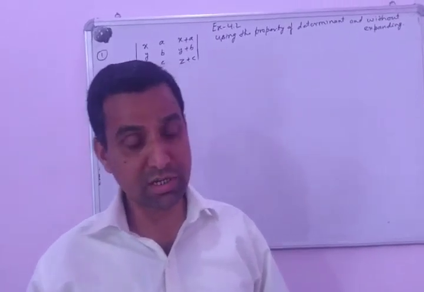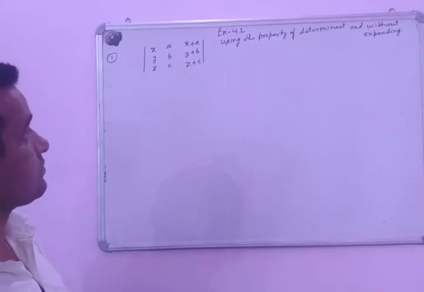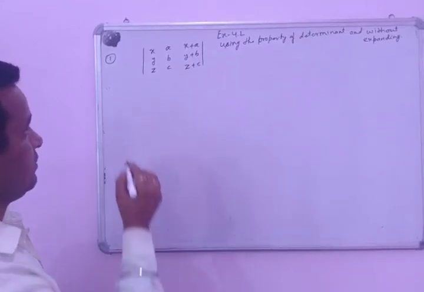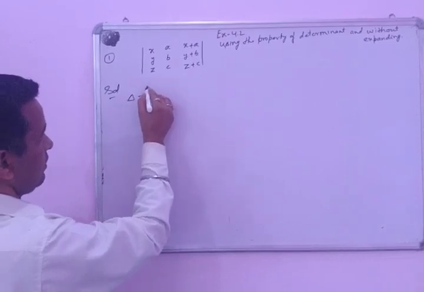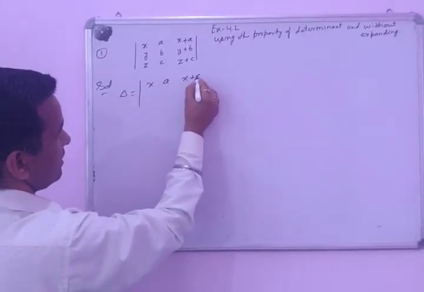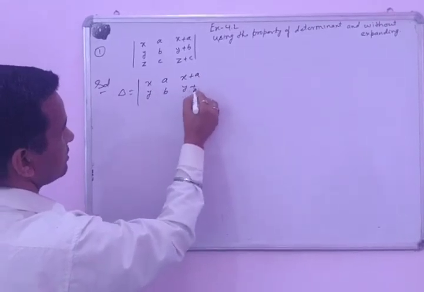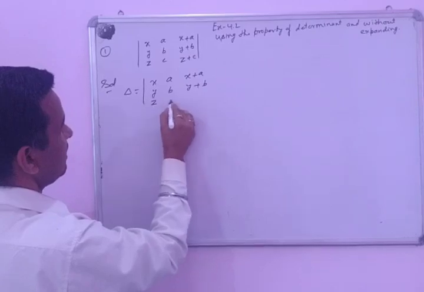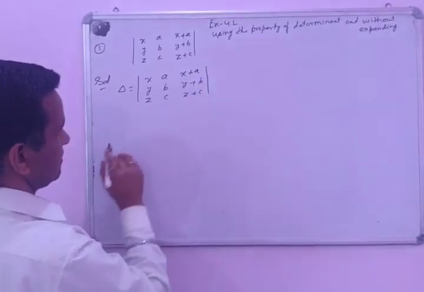So according to the question, solve this question here. This determinant is given. Now start the solution here. Let del equal x plus a, y plus b, z plus c. This is your question.